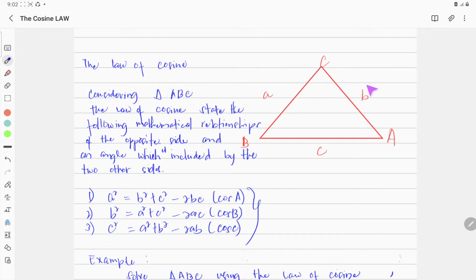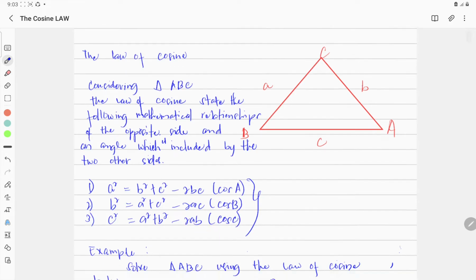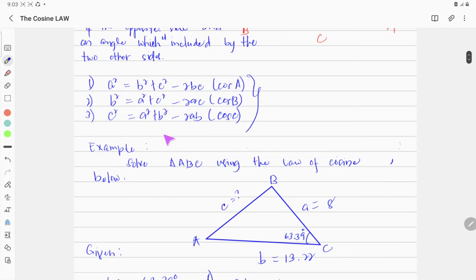Likewise, if we are going to take the value of b, we have b squared equals a squared plus c squared minus 2ac times the cosine of B. For c, you have c squared equals a squared plus b squared minus 2ab cosine C. So in order for us to internalize the concept, we will solve triangle ABC here using the law of cosines.